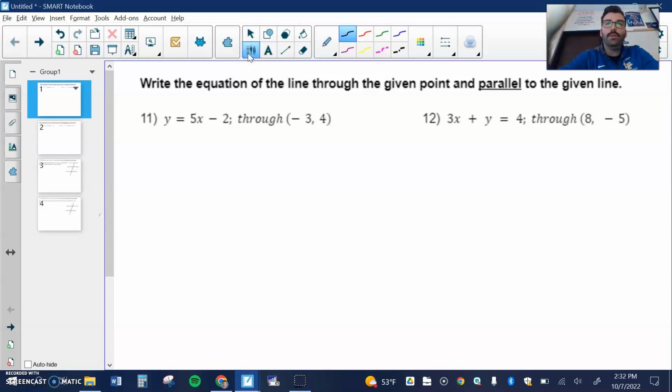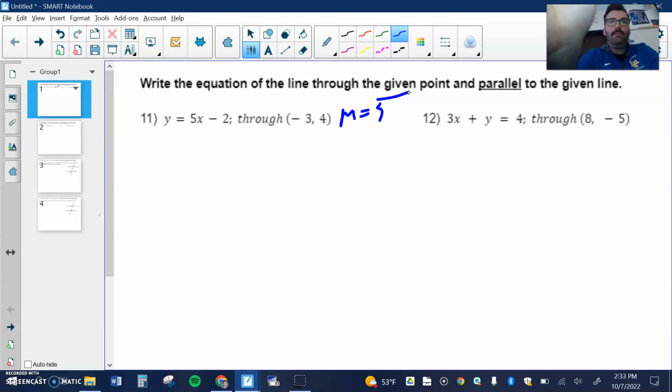All right, here we go with number 11. We're talking about writing equations of lines given a point, parallel to the given line. The given line has a slope of 5, so the parallel slope will also be 5. Parallel lines have the same slope. They increase at the same rate.